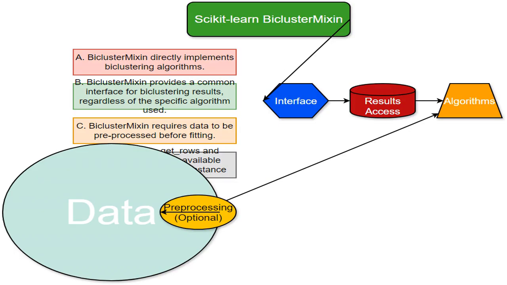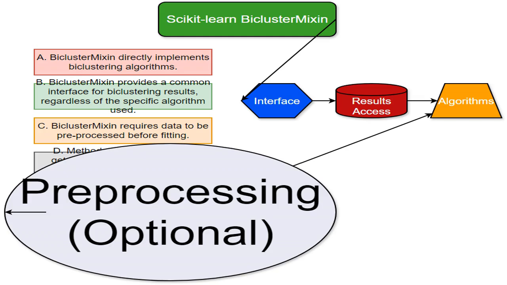This is the information that will be processed by the biclustering algorithm. BiclusterMixin doesn't affect the data itself, only how you access the results from algorithms that process it. This is the preparation of the data before you apply any biclustering algorithm. This step is separate from the BiclusterMixin and is often algorithm-specific.